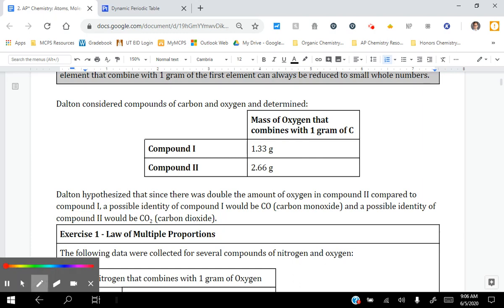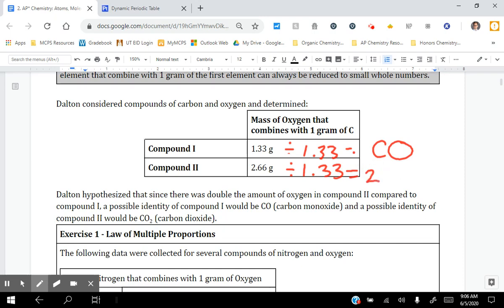If you're looking at that ratio here, if we divide by 1.33, it can be assumed that for every 1 carbon, we have 1 oxygen. If you divide 2.66 by 1.33, that tells you we have 2 oxygens for every 1 carbon. So he was able to hypothesize and come up with the possible identity for compound 1, saying that it was carbon monoxide, CO, and a possible identity for compound 2 was CO2, carbon dioxide.